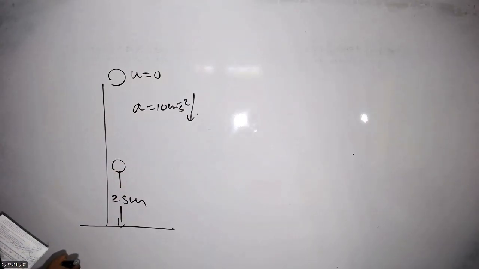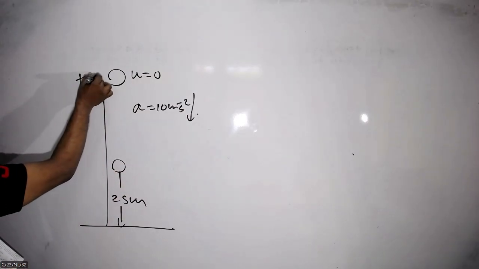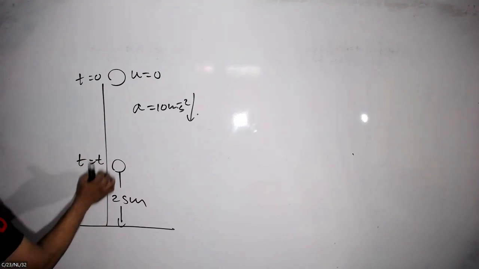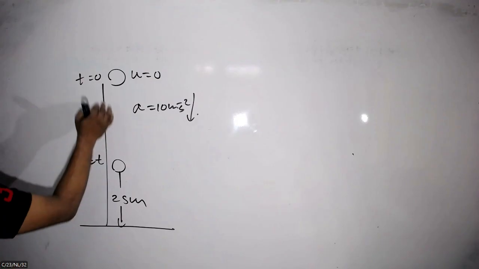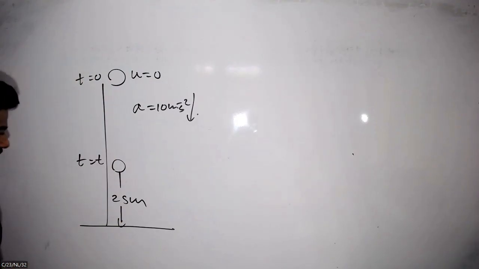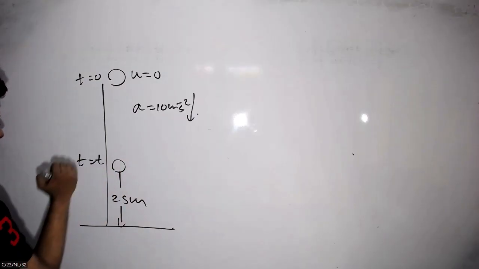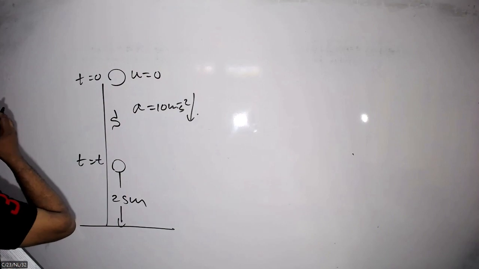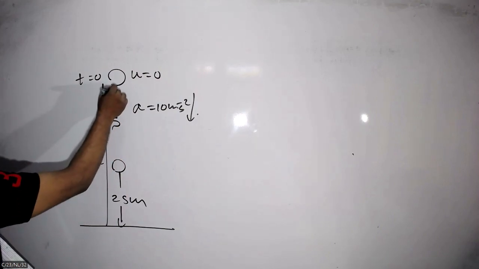You need to assume that it takes time interval t to move from here to here, from the initial point to a point located 25 meters above the ground. Let's assume this time interval is t, right? Then the displacement acquired by the particle during this time interval is s.